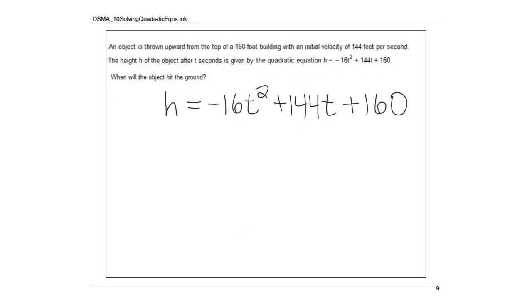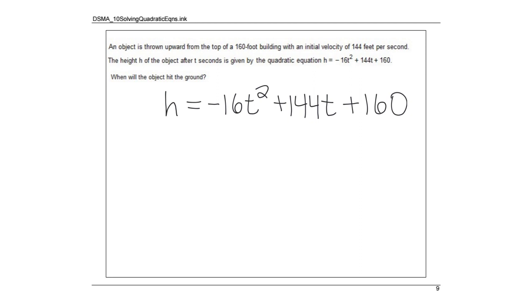Okay, last problem for this section. So we're going to do a little physics here. An object is thrown upward from the top of a 160-foot building with an initial velocity of 144 feet per second. The height h of the object after t seconds is given by the quadratic equation height equals negative 16t squared, where t is in seconds, plus 144t plus 160.